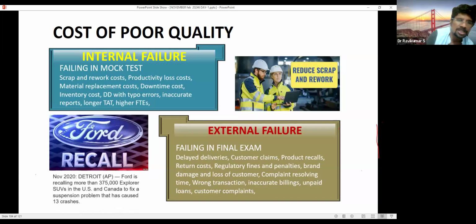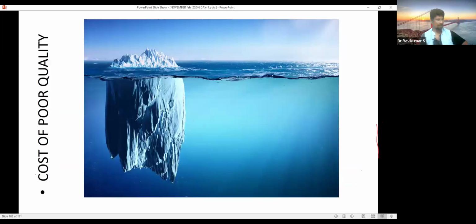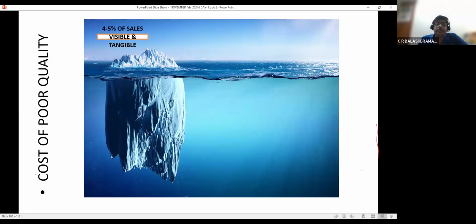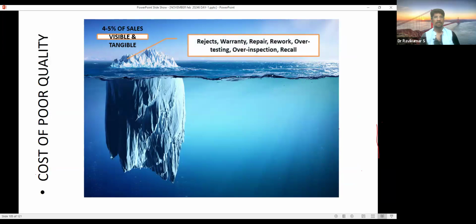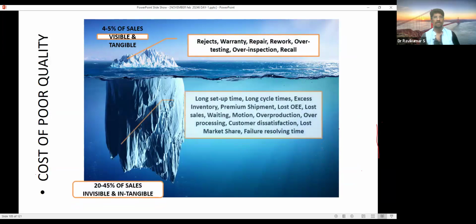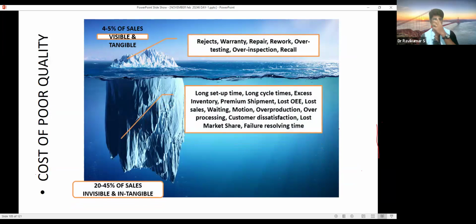So this is the impact of cost of poor quality, guys. You can see what is visible, but obviously there is what is invisible, which we forgot to see. It may be in a different format. This cost of poor quality loss has not been estimated so far.